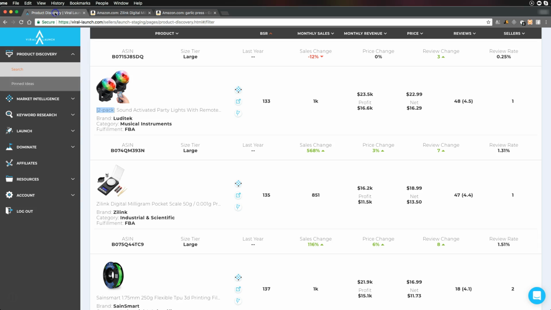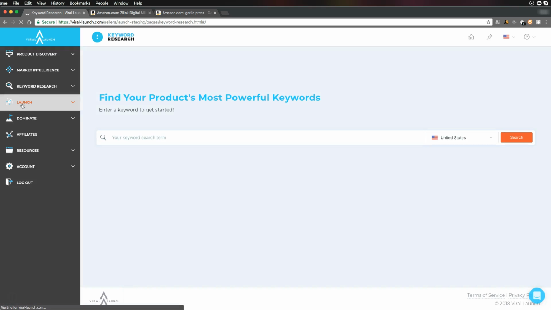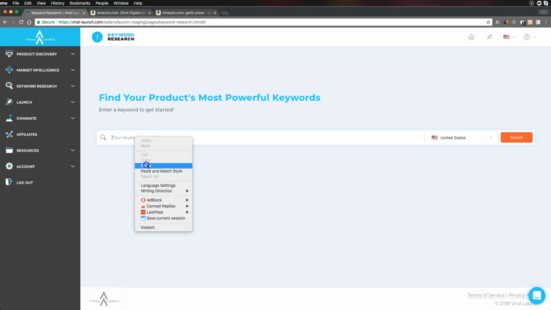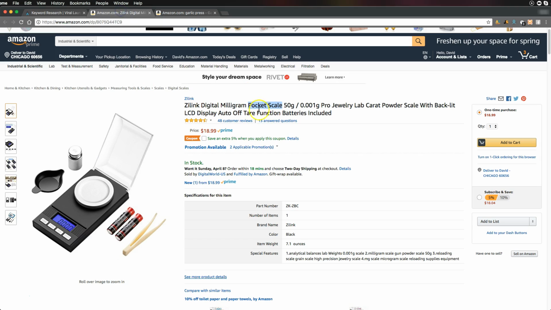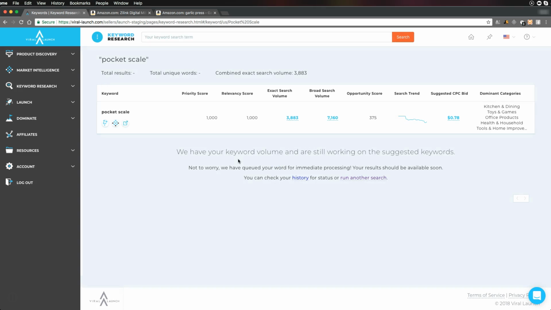But anyhow, let's come over to the third tool that comes in the suite when you sign up for Viral Launch, and that is the keyword research tool, which is hands down one of my favorite tools too. And all you got to do is take one of the keywords from the product that we found using market intelligence and product discovery. We analyze that, we know it's a good product, and we just click search.